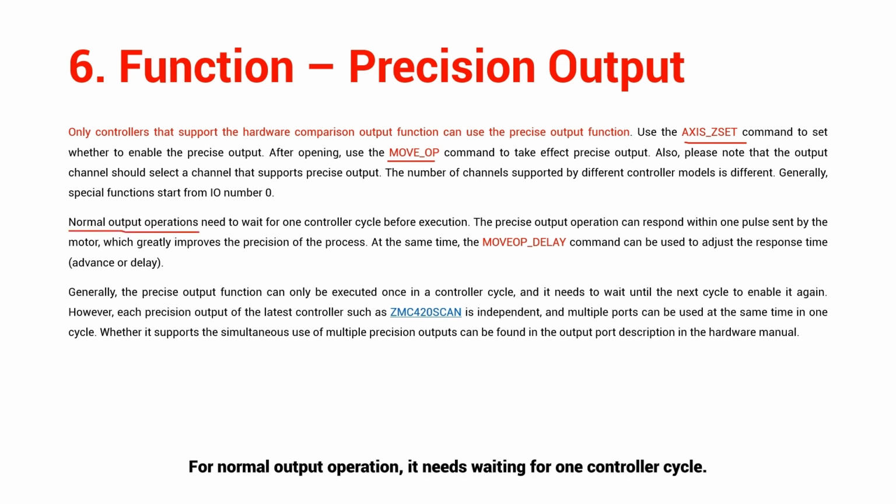For normal output operation, it needs to wait for one controller cycle. But for the precise output operation, it can respond within one pulse sent by the motor, which greatly improves the precision of the process. At the same time, the MOVE_OP delay command can be used to advance or delay the response time. Generally, the precise output function can only be executed once in a controller cycle, and it needs to wait until the next cycle to enable it again. However, each precision output of the latest controllers, such as the MC420 series, is independent, and multiple ports can be used at the same time in one cycle.